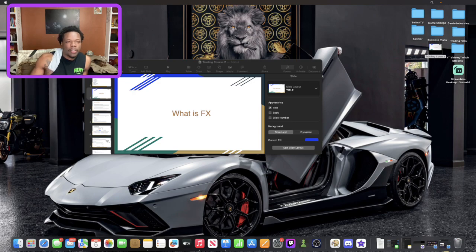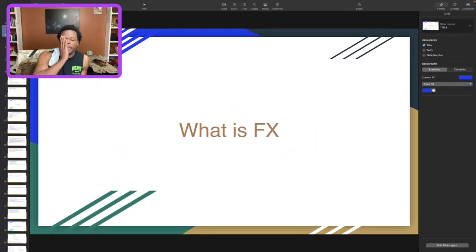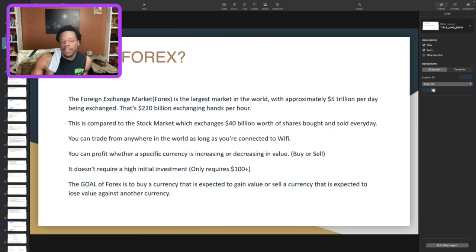So for here, I would just like to get into basically what I have here, which is a trading course, essentially telling you everything that you would need to know about the foreign exchange markets and trading in general. For starters, the foreign exchange market is the largest market in the world, with approximately $5 trillion being traded daily. That's 20 billion dollars being exchanged per hour.